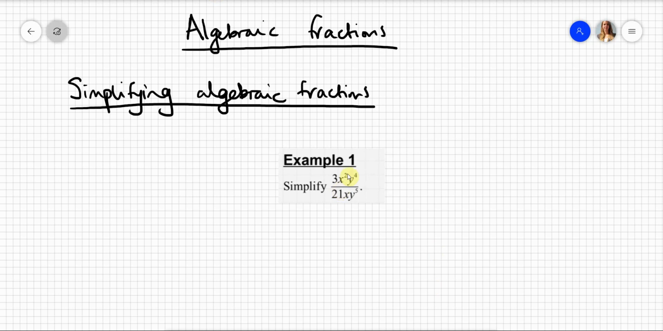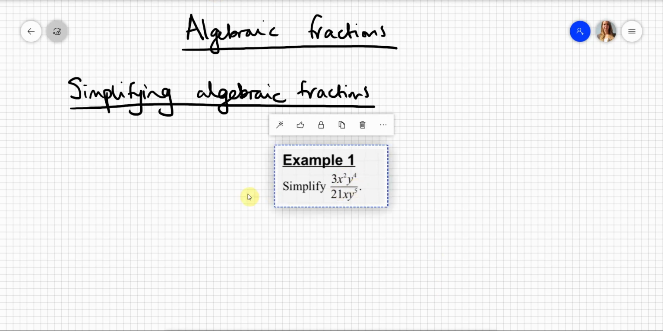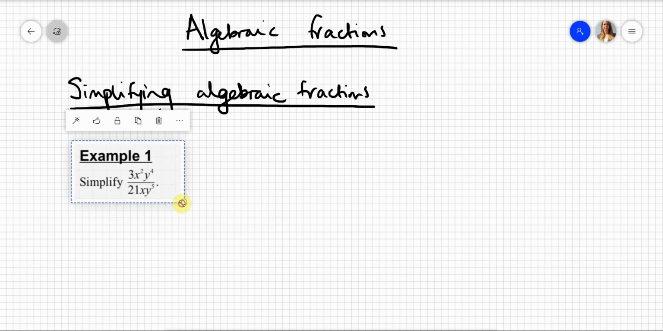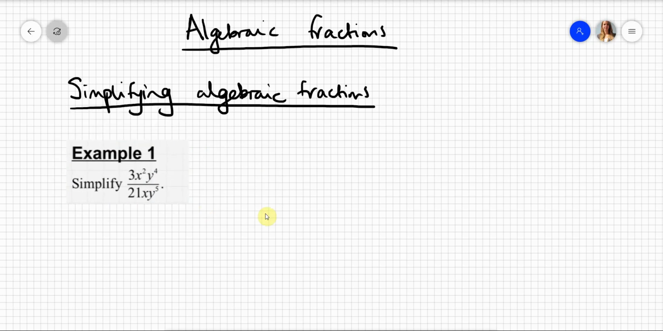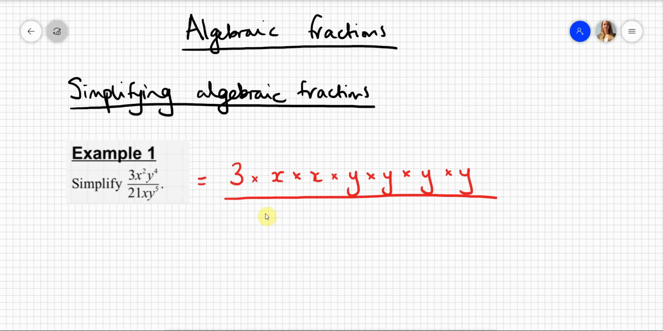The first example we're going to do is this one. This doesn't have any quadratics in it, so we're just going to look for common factors. So looking at this example, we've got 3 times x squared times y to the 4 over 21, which is 3 times 7, times x times y to the 5.